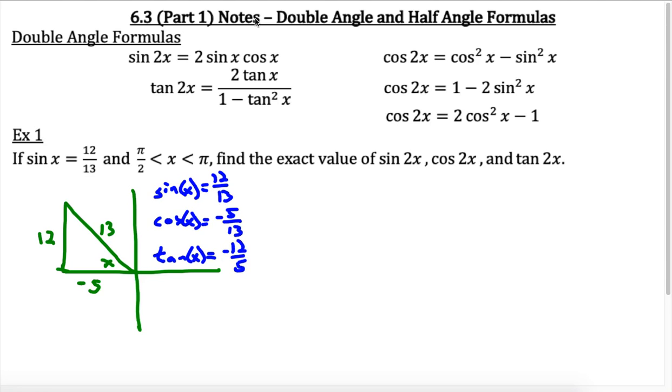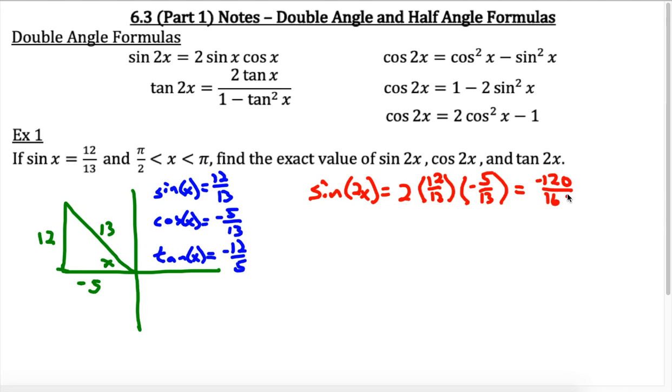So now let's use these to find our double angles. Sine of 2x is going to be 2 times the sine, 12 over 13, times the cosine, negative 5 over 13. If we multiply all that out, we'll have negative 120 over 169. And I don't think that reduces at all.